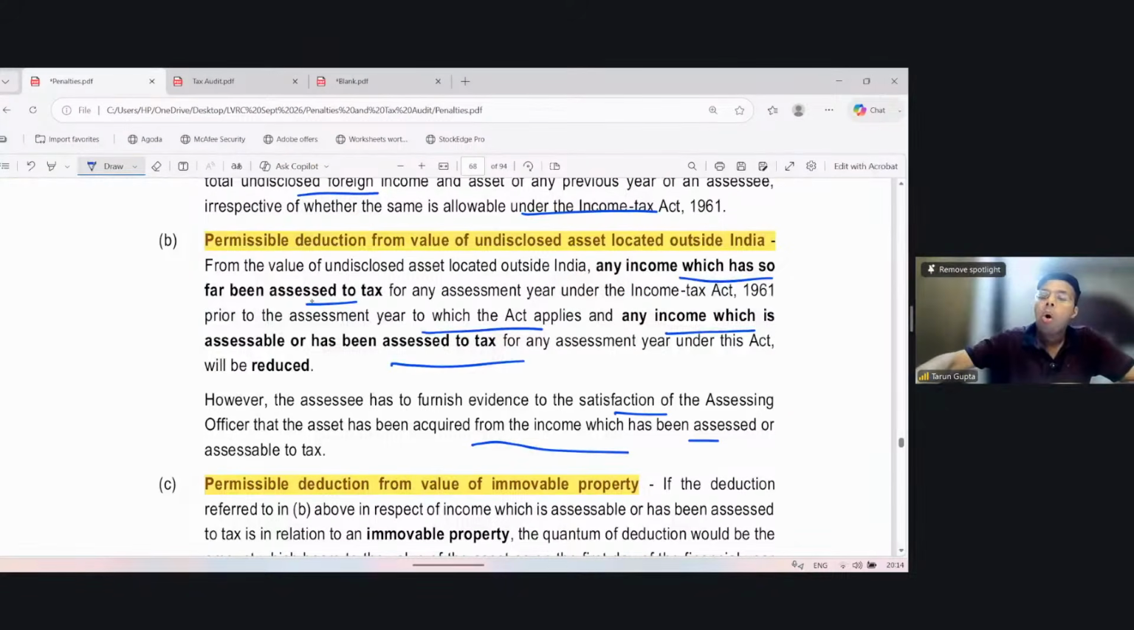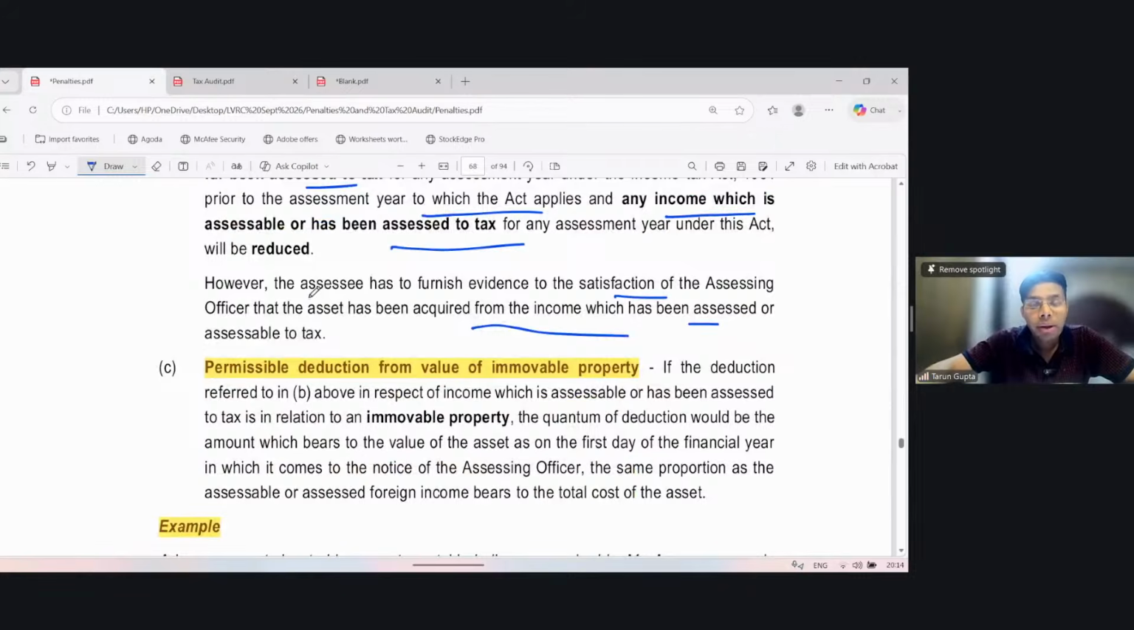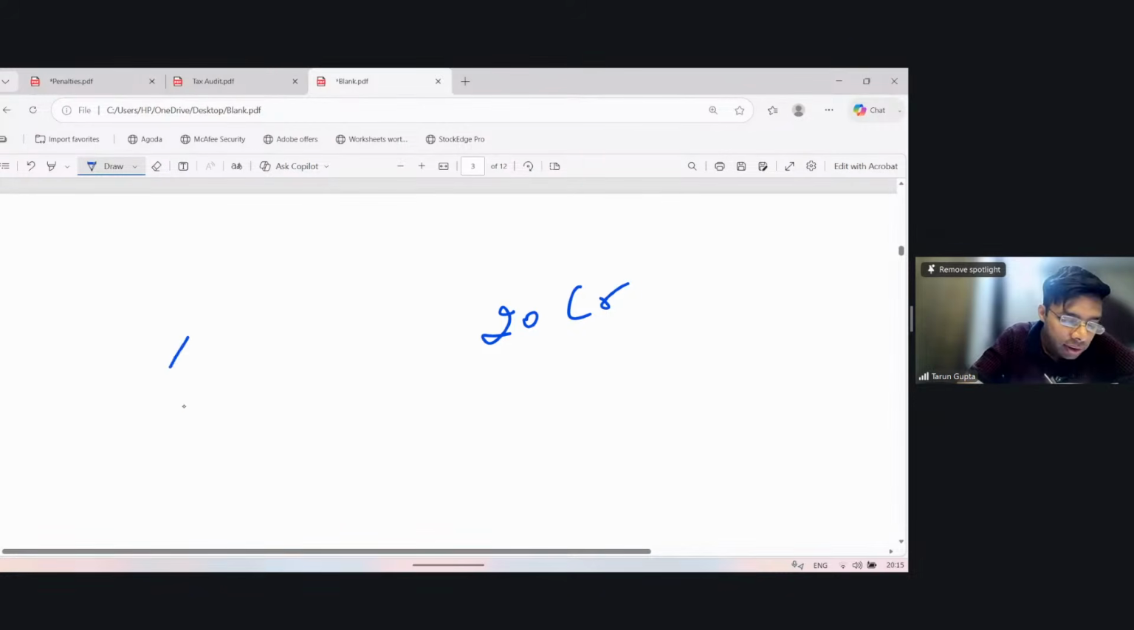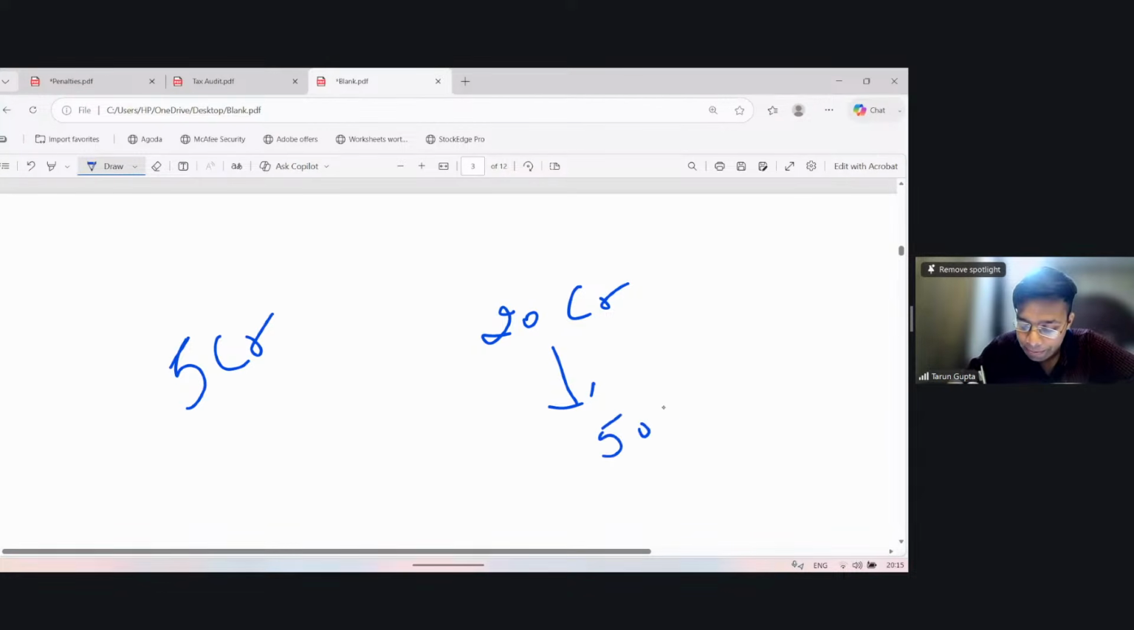Okay. However, if the foreign asset is in the form of immovable property, then how do we compute it? Say the property was purchased for 20 CR, right? Out of this 20 CR, I explained to the black money authorities that 5 CR is from income which has already been assessed in India under the Income Tax Act. Right. Now, on the valuation date, the value of this 20 CR property becomes 50 CR. So, on the date of valuation, this asset is valued at 50 CR.